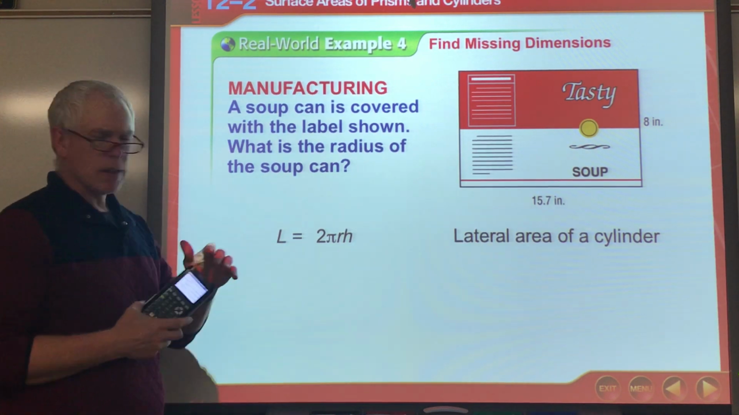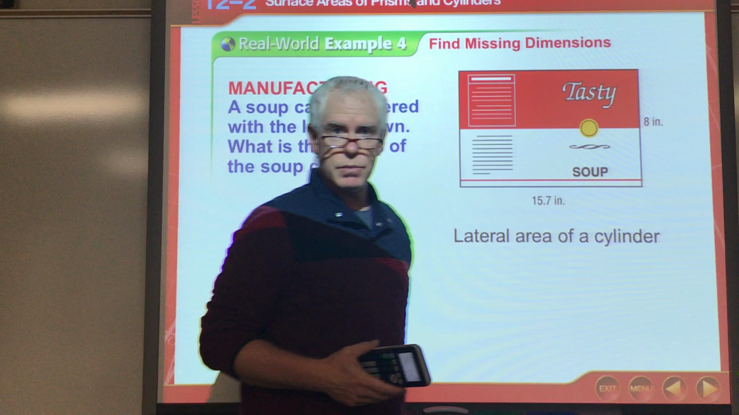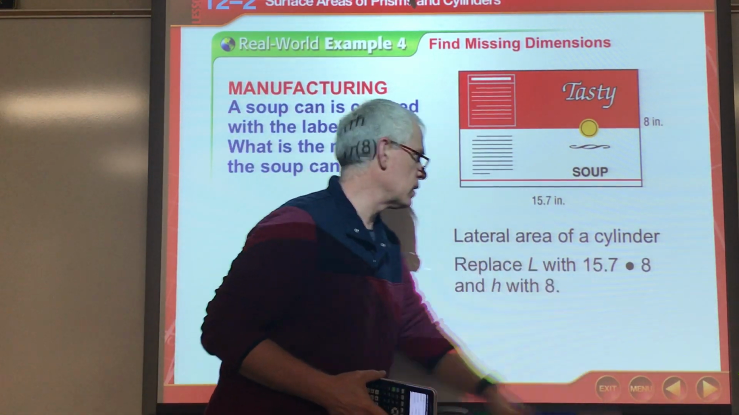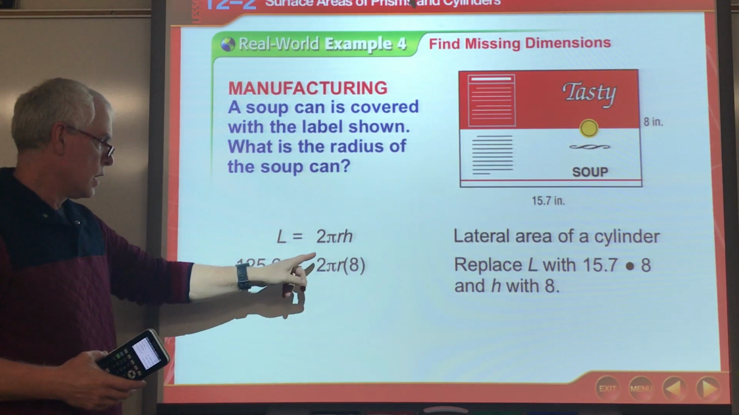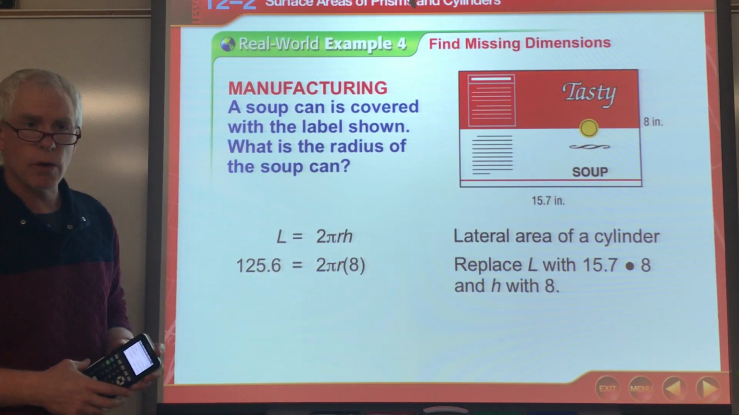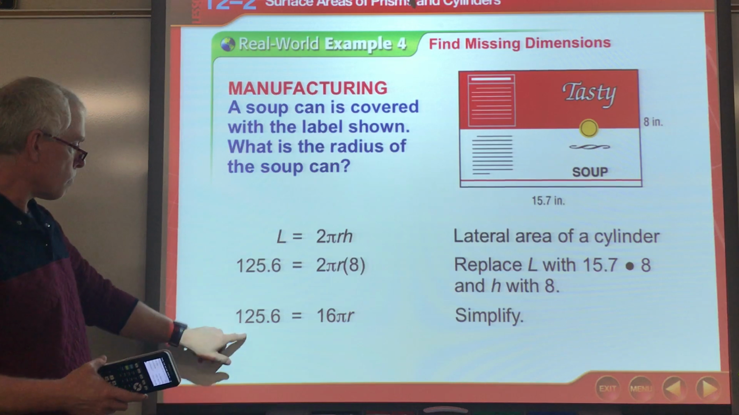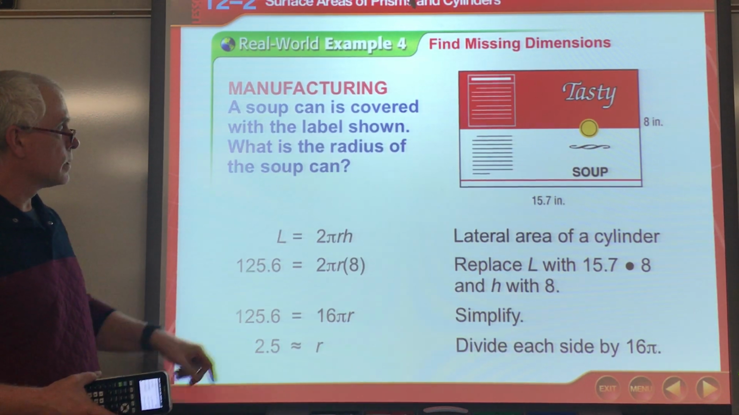So what is the lateral area though? Well, I've just got a rectangle here. I can take 15.7 times 8 to actually find the lateral area. Okay, and that's what they're doing over here, 15.7 times 8. That's that 125.6. Okay, so 2 pi r h, h was 8. The only unknown now is r, so I can just divide by 16 pi. Okay, and I get about 2.5 for my radius.